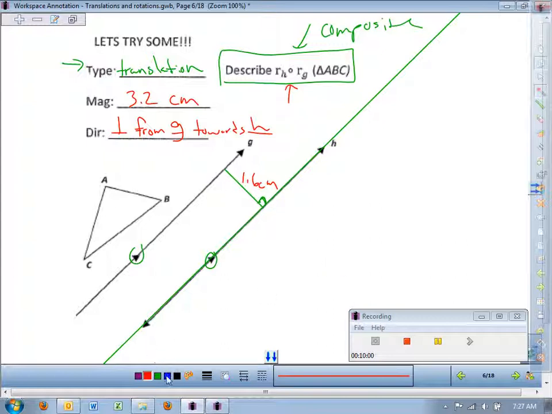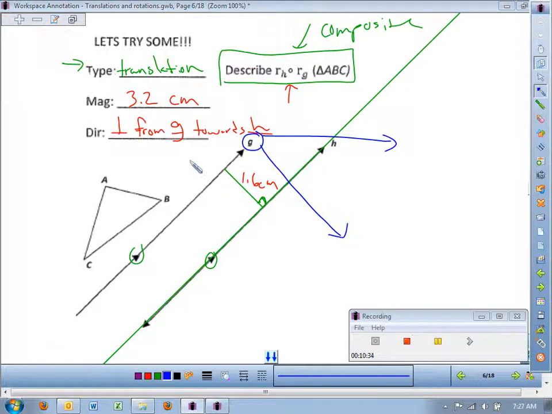The last thing I want us to do is circle which line comes first in its actual name, like the name of the line G, and draw an arrow perpendicularly-ish. You don't have to measure it, but don't draw an arrow like this. Draw an arrow that's going at basically a right angle from this line, saying that this triangle right here, if I was to actually do this translation, it would slide 3.2 centimeters this direction, perpendicular from G towards H.